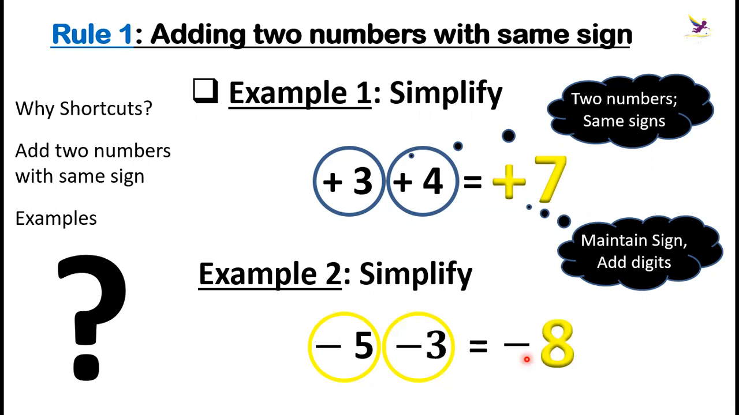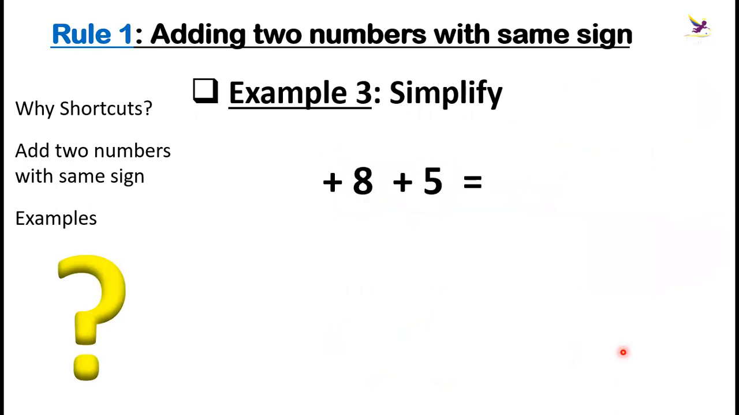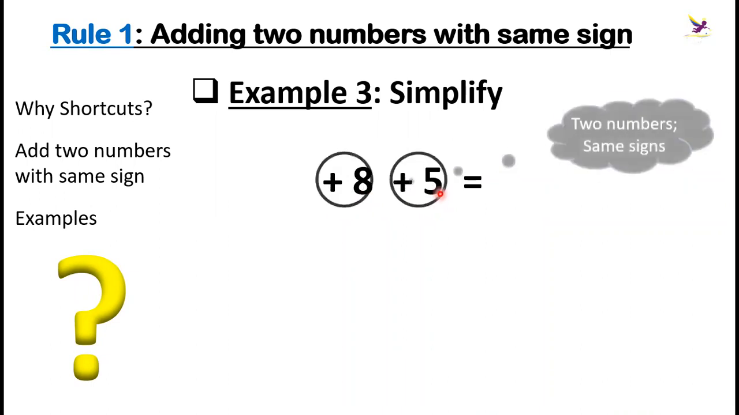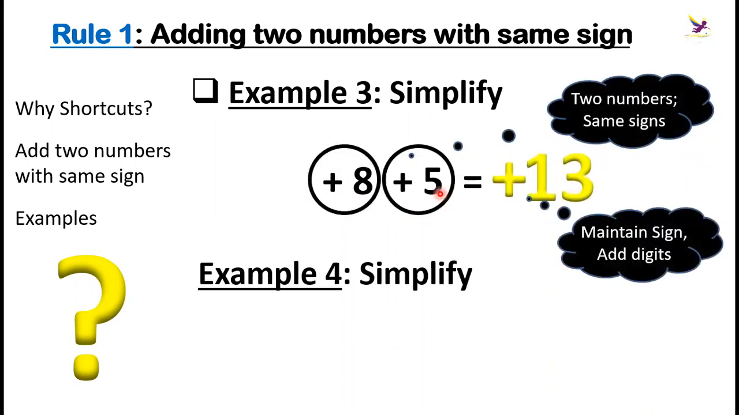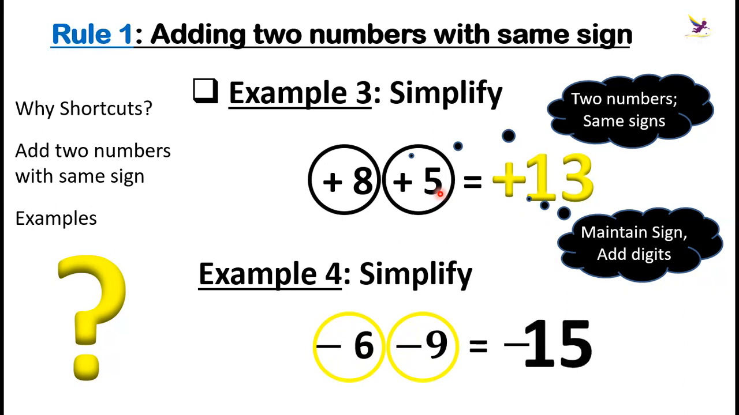Okay, no stress. Now, if we have plus 3x plus 4x, the answer will also be plus 7x. So if they just add x behind or y behind, the answer is just the same. Okay, so you just add x. So -5x minus 3x will be equal to -8x. Now let us simplify this. Plus 8 plus 5. What will be the answer? Same sign, so we have the plus sign. 8 plus 5 is 13. Okay, the next one. We have -6 minus 9, same sign, maintain the sign, and add the digits, we have -15.